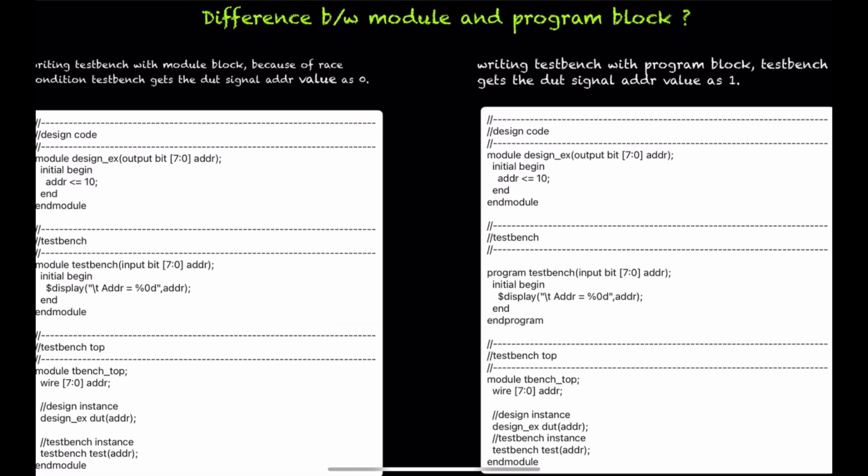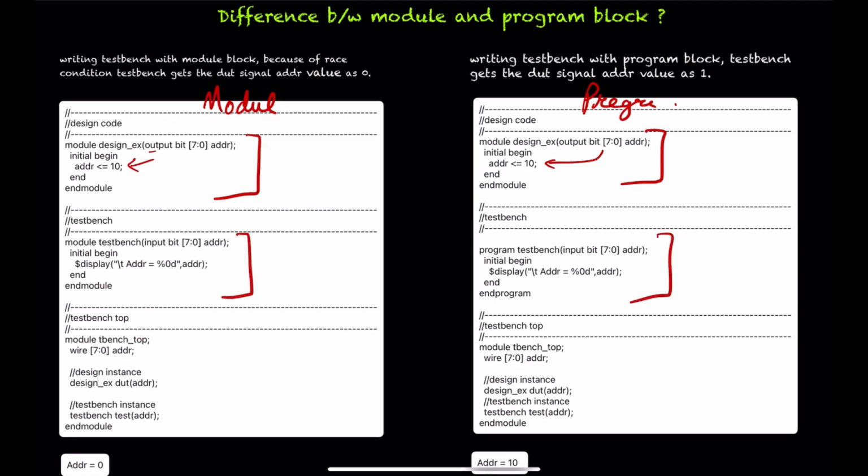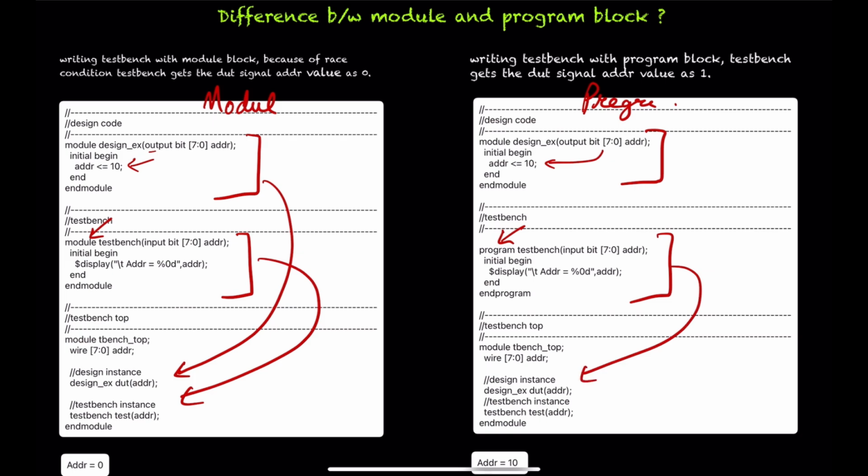Correct. Now let's see the difference between program block and module. Here is the code where we use module, and here we are using program block. This is the design, which is exactly the same in both cases. Here we have written the module name and then output address, and we are assigning the value 10 to the address. Same goes here also. Now the test bench. In one we have used module in the test bench. Here in the test bench, we have used program block. And we have instantiated both the design and test bench in the module test bench top.